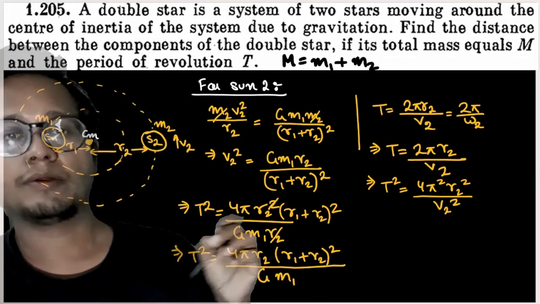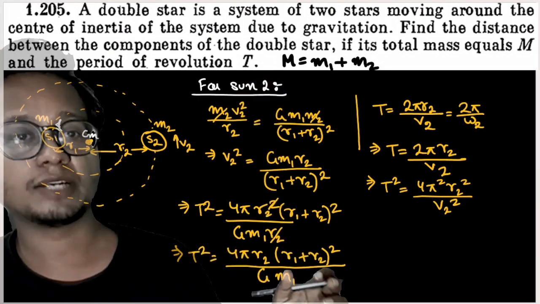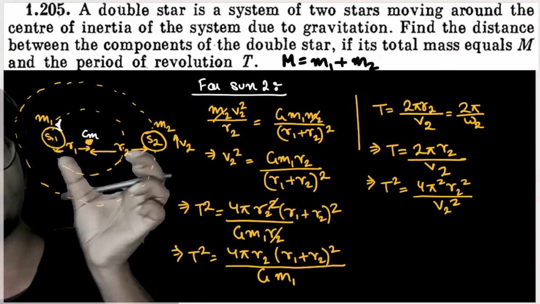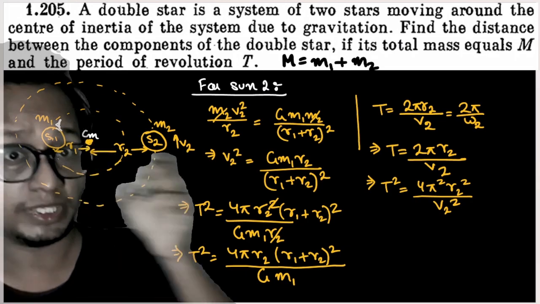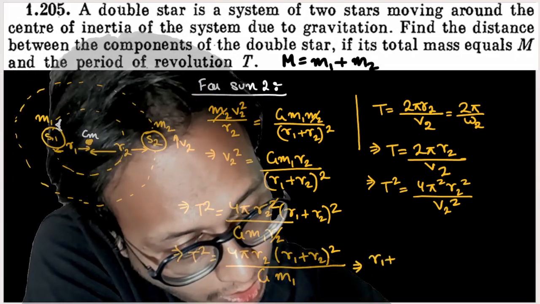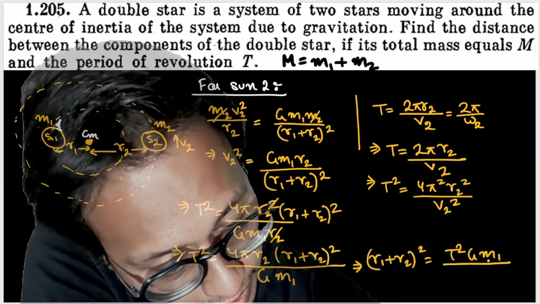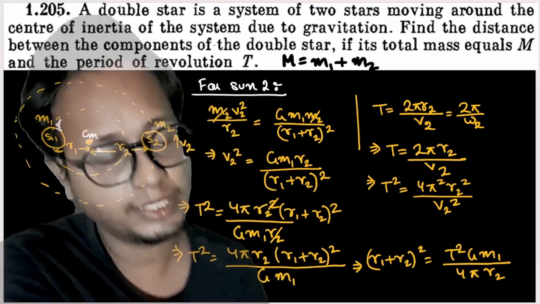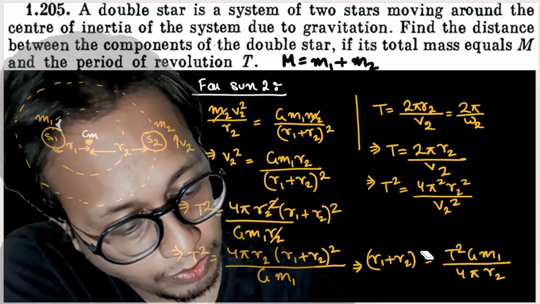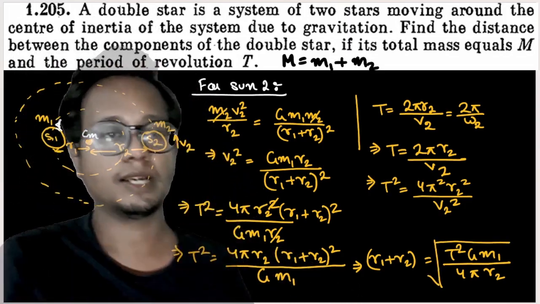And now, this time period was given by T. We need to find out the value of r1 plus r2, the total distance between the components of the double star. That means we have to find the distance between star 1 and star 2, or the value of r1 plus r2. So in this equation, how do I find r1 plus r2? r1 plus r2 whole square is equal to T square into G m1 divided by 4 pi r2, isn't it? And if I remove the square on both sides, r1 plus r2 is equal to under root of T square G m1 by 4 pi r2.